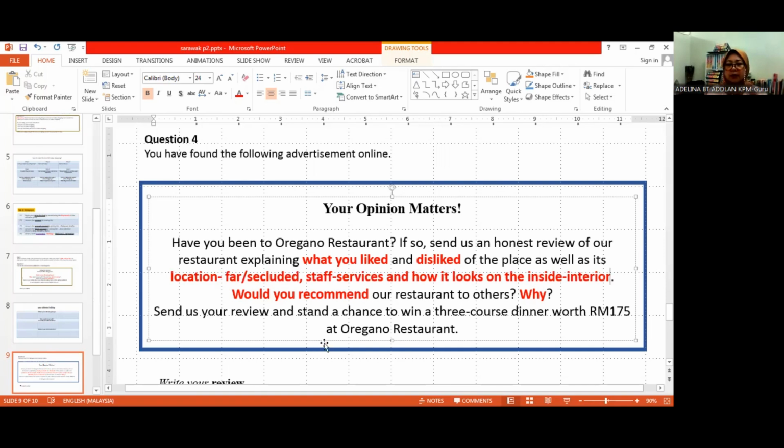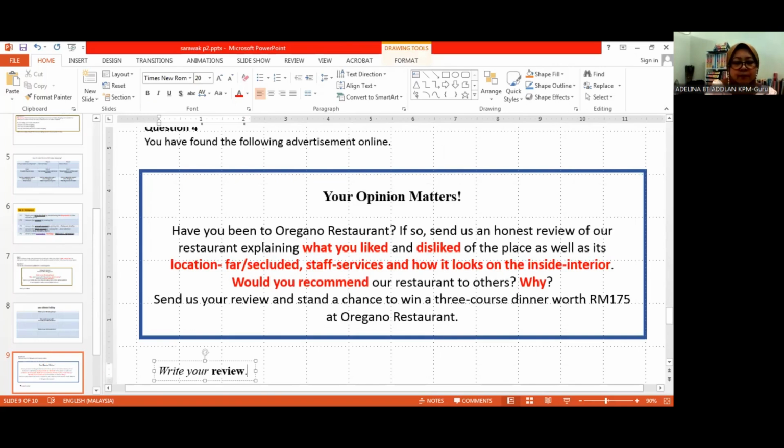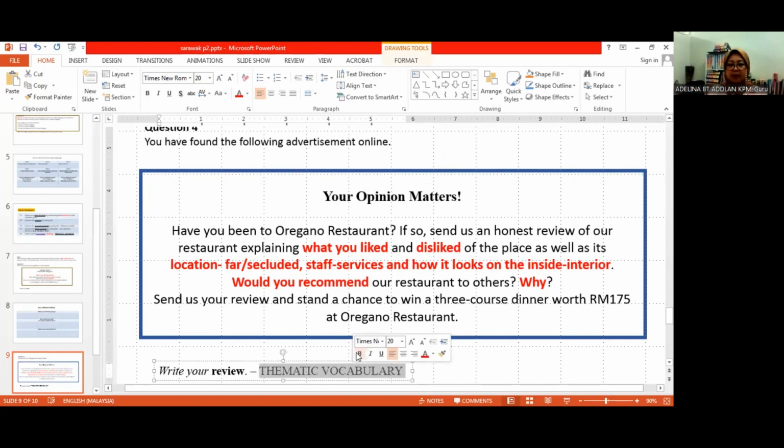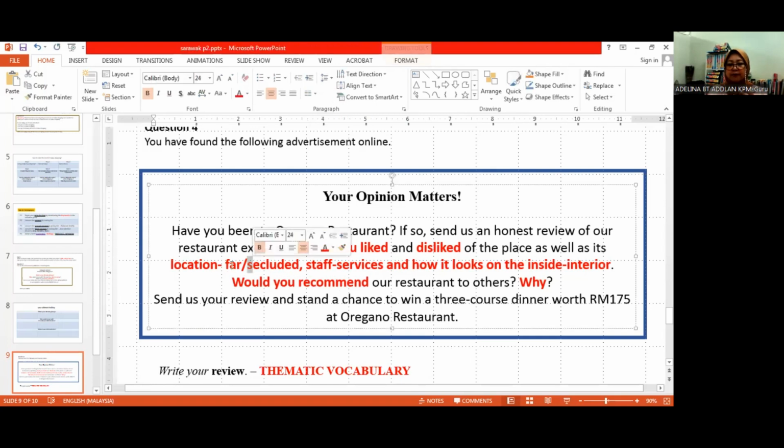Students, you have to remember the thing that your teachers are looking for when you answer questions like this is what we call thematic vocabulary. Thematic vocabulary depends on the theme that you are being asked. So when you are giving opinions about places to eat, you're talking about the things that I have included here.